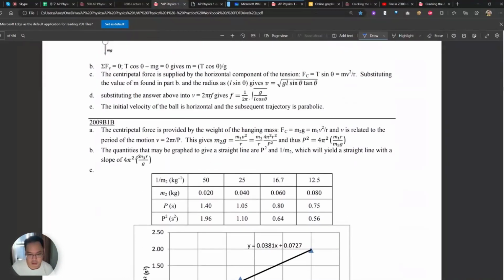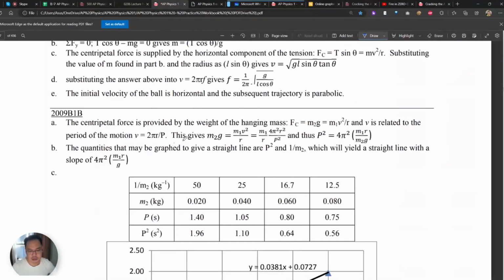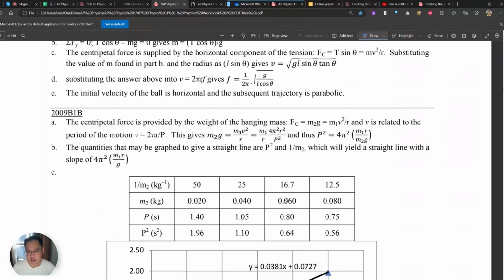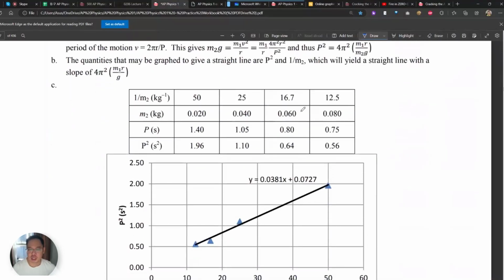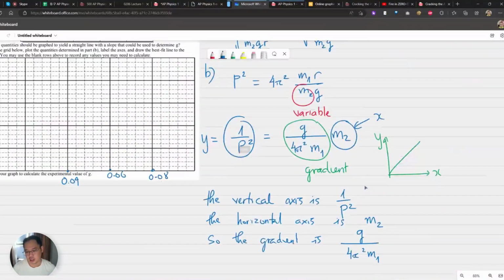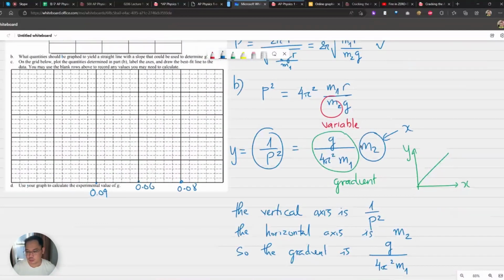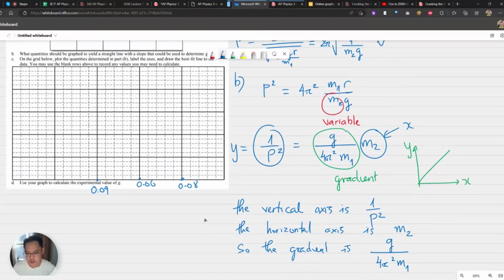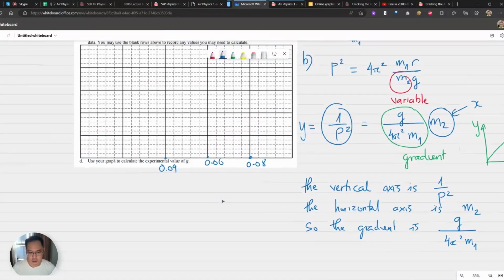Okay, the answer may be graphed to give a straight line of p square against 1 over m2. They do it oppositely to my method. You can do it this way again by yourself with this method, but for now I still like to test if this method is a little bit faster. I usually prefer using m2 on the horizontal axis instead of the inverse of that.